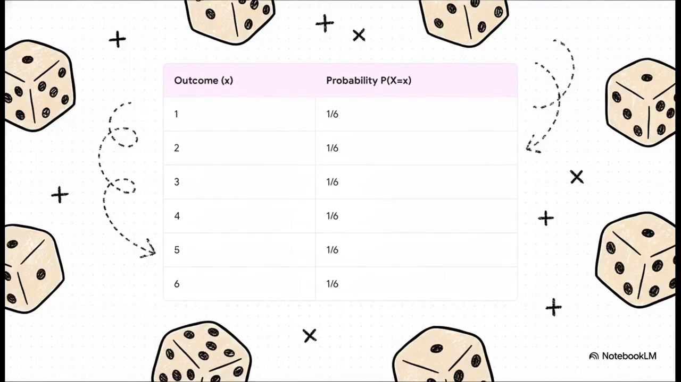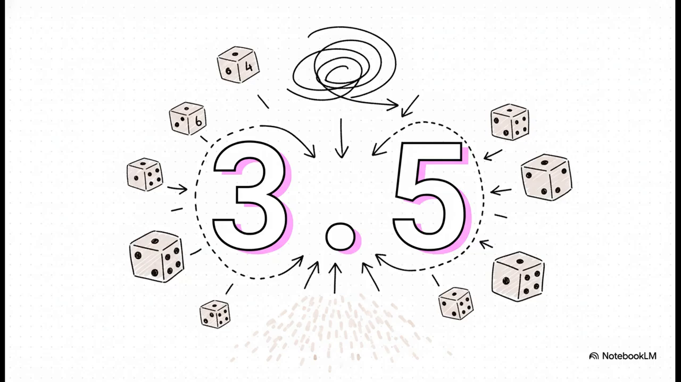Let's make this super simple. Imagine rolling a fair 6-sided die. Every single outcome, whether it's a 1 or a 6, has the exact same chance of happening, 1/6. So to get the mean, we just multiply each outcome by that probability and then add them all up. So it's 1 times a 6th plus 2 times a 6th all the way up to 6. And when you crunch those numbers, you get 3.5.